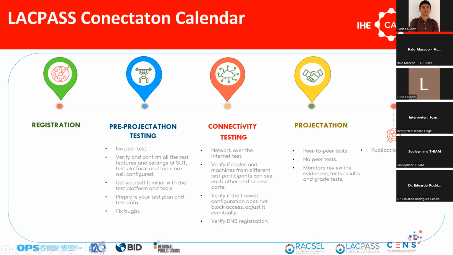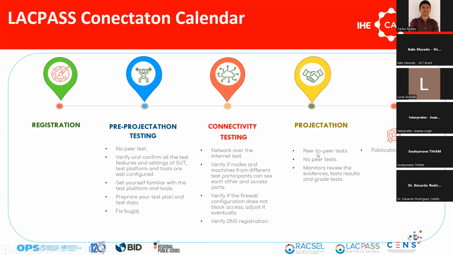After the connectivity testing, we will be ready for the event, the Connectathon in Sao Paulo. During the event, you will have some peer-to-peer tests to execute. The peer-to-peer tests are the tests you will execute with your partner. It can be another country. For example, Chile will test with Uruguay, and Uruguay will test with Brazil, depending on the profiles they registered for. So these are the peer-to-peer tests.